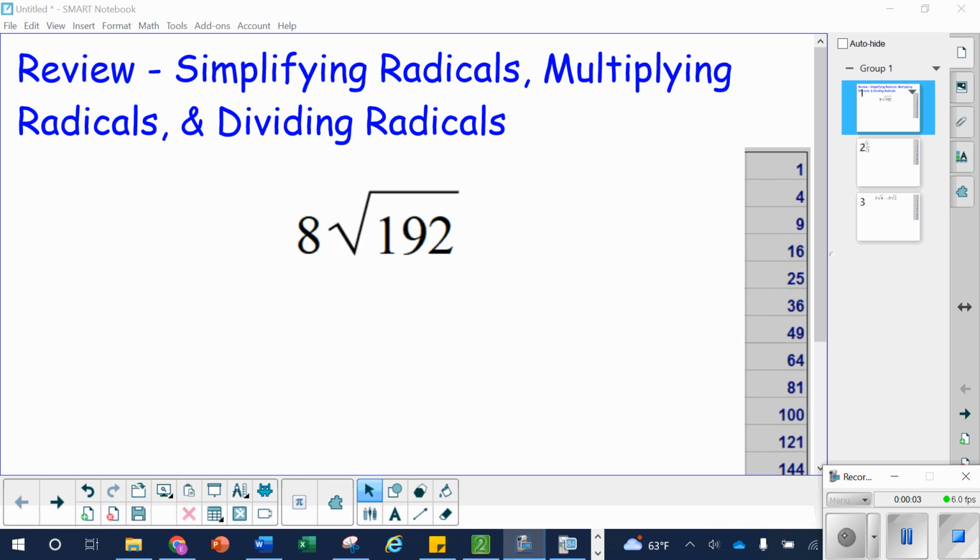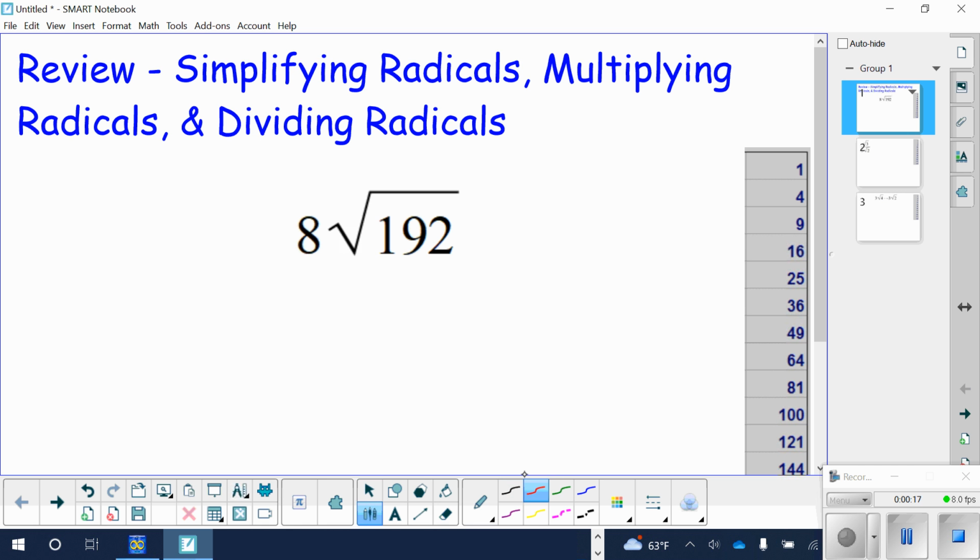Okay, we're going to review how to simplify radicals, how to multiply radicals together, and then how do we divide radicals, also known as rationalizing the denominator. Okay, first one here, we have 8 times the square root of 192. Now, there's not a times sign in between these two, but we know that's what's going on between those.